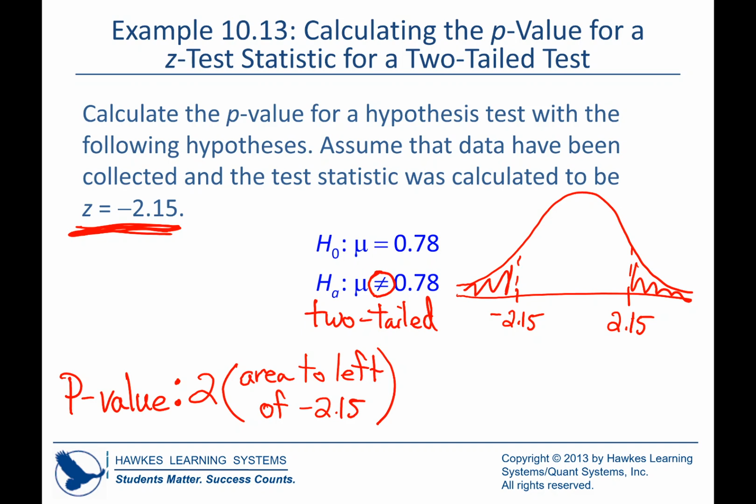And if you get confused, just make the little sketch. It's two-tailed, so we've got one on both sides. Then that'll help. So we need the area to the left of negative 2.15. So we look up negative 2.15, and I get 0.0158. So when we multiply, we'll get our total p-value of 0.0316.